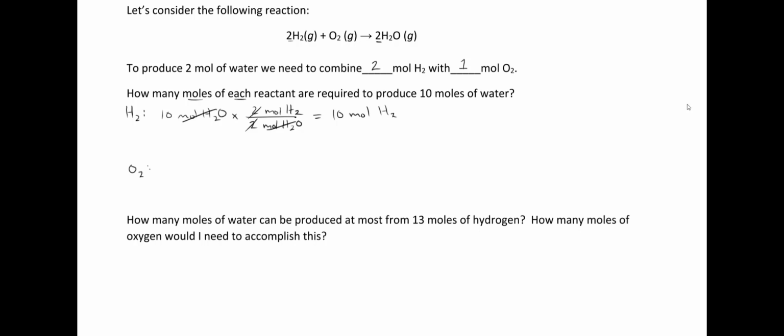How about oxygen? Well, I can already tell you that the answer is going to be 5 because this is a 2-to-1 ratio. So that means I always need half as much oxygen as hydrogen. But let's, again, prove this. Now, an important concept here is I could start now with 10 moles of hydrogen or 10 moles of water. You only need to know the amount of one chemical to find the amounts of any other chemical. So either of those would be fine starting points. I'm going to use the 10 moles of water just like I did here.